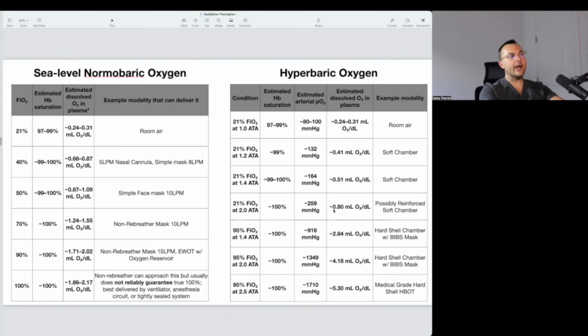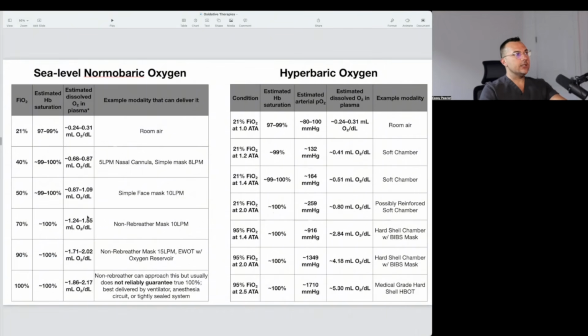This was very eye-opening for me, because you would think that if I have a 2 atmosphere pressure, a reinforced soft chamber, and you're breathing in basically air, you would be getting a big bang for your buck. But actually, you see the FiO2, or the percent oxygen, makes a bigger difference to a point. And then once you max out that, then pressure adds. But if you just do 21% oxygen, even at 2 atmospheres, you're basically competing with 50% or 40% oxygen at normal pressures. So I like this and I don't like this.